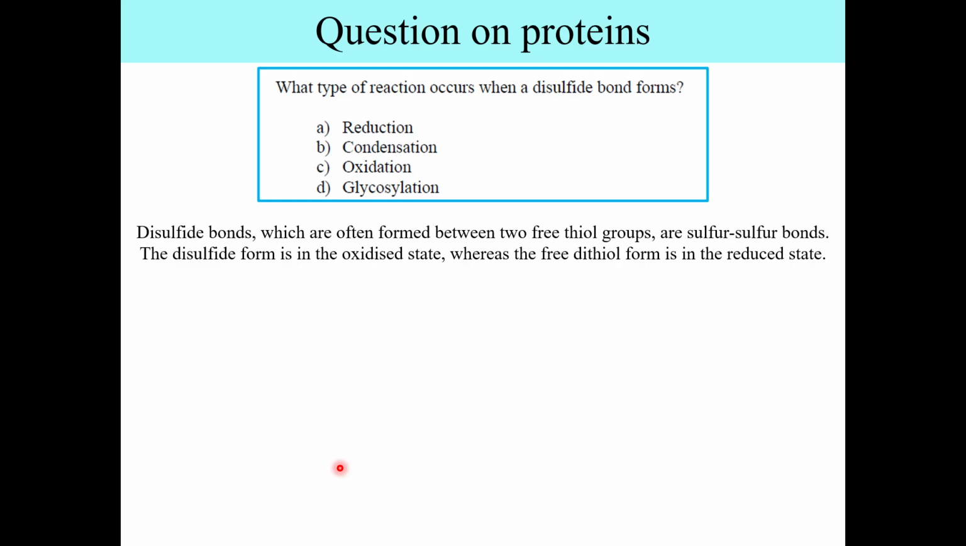Okay. So let's look at the right answer. Disulfide bonds are formed between two free thiol groups and are sulfur-sulfur bonds. So the disulfide form is actually oxidized, whereas the free thiol is in the reduced state. So to form the disulfide, the thiol needs to undergo oxidation, and this is how the disulfide linkage is produced.